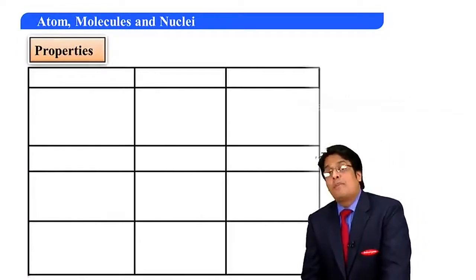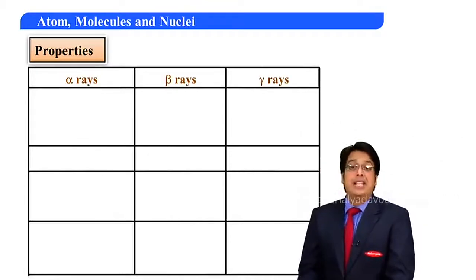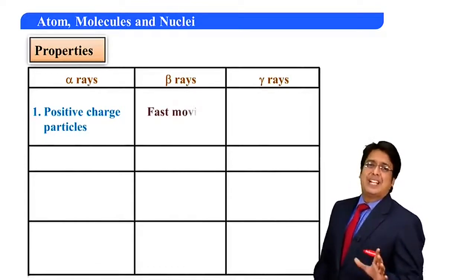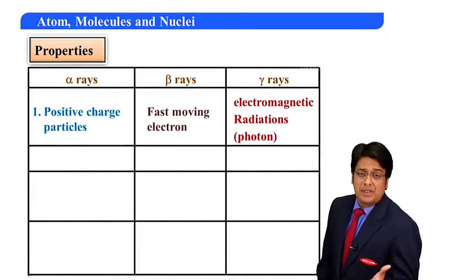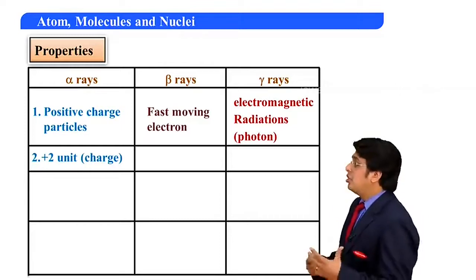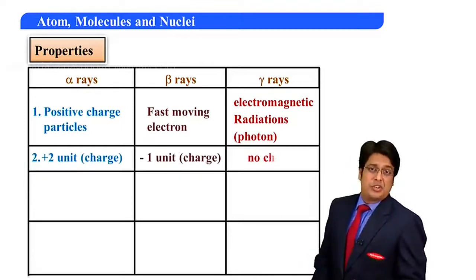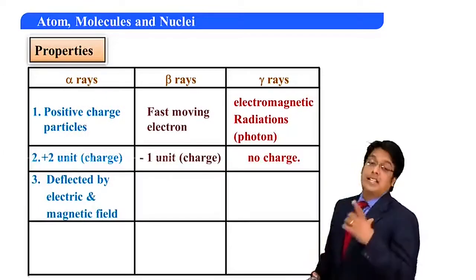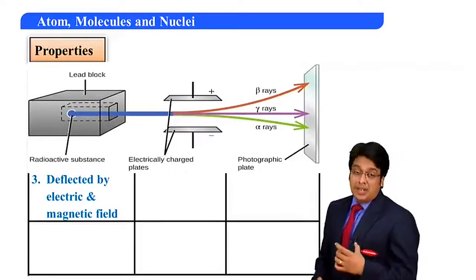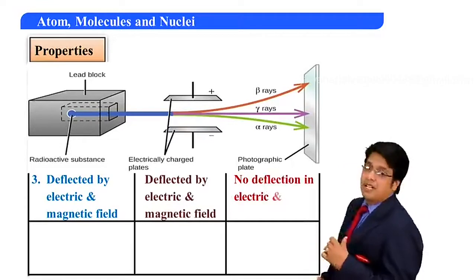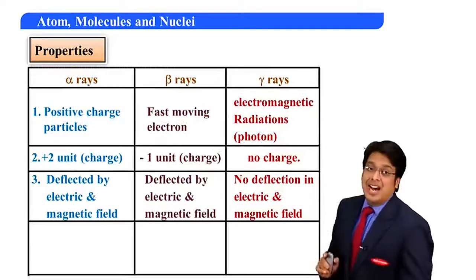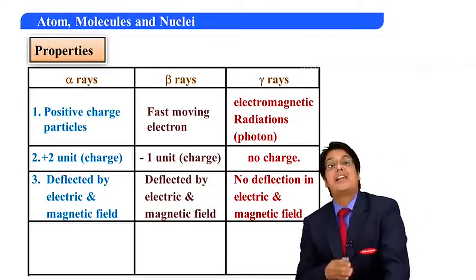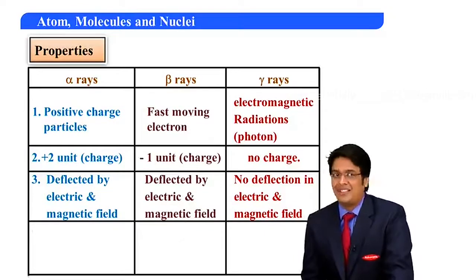Now, if I talk about the properties of alpha, beta and gamma rays: alpha is positive, beta is negative, and gamma has no charge, it is neutral. Alpha has 2 units of charge, beta has -1 unit of charge, and gamma again has no charge. Alpha and beta are deflected by an electric field, while gamma rays are not deflected. And whose deflection is high? The deflection is high for the lighter ones. That means beta rays get highly deflected compared to alpha rays.